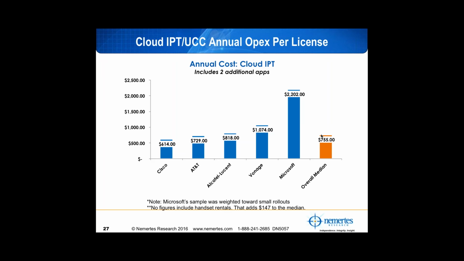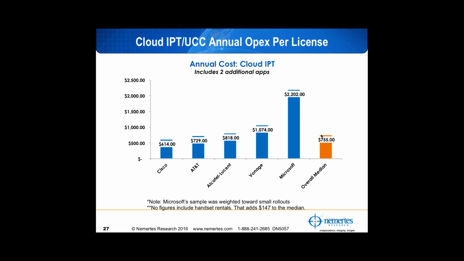Vonage was a little bit smaller as well, so you can see that one being higher. But even taking that into account, Microsoft would have still been the highest, even if I break it down by size, when you're looking at IP telephony. When you get into some of the UC solutions and you're not looking at IP telephony, Microsoft's costs are actually very, very attractive, and we'll get to that in a minute.